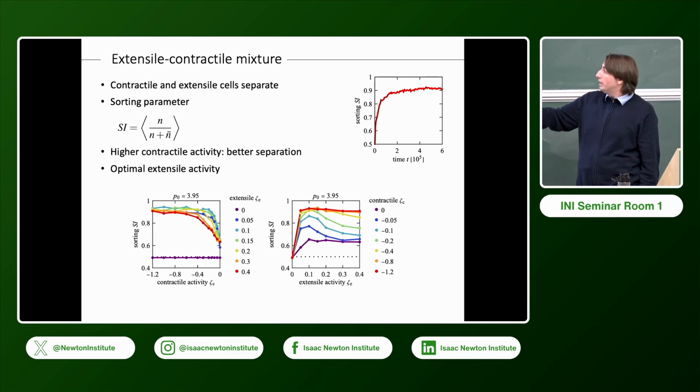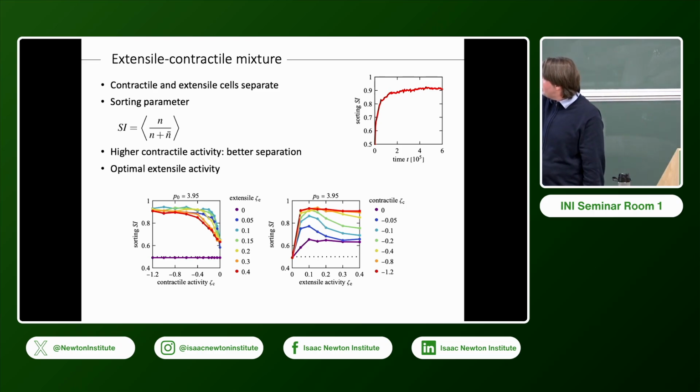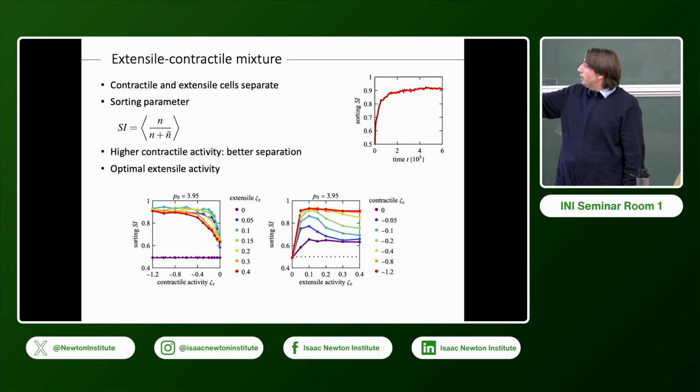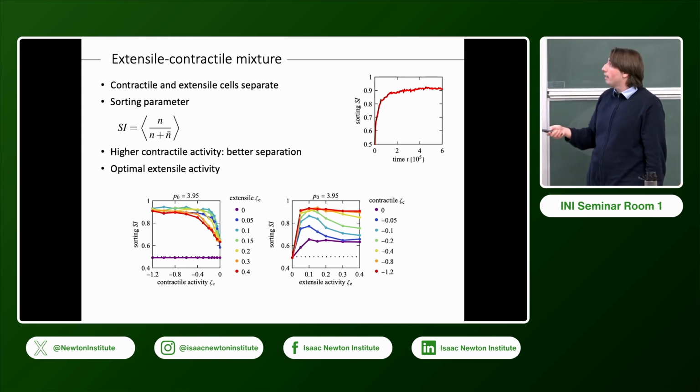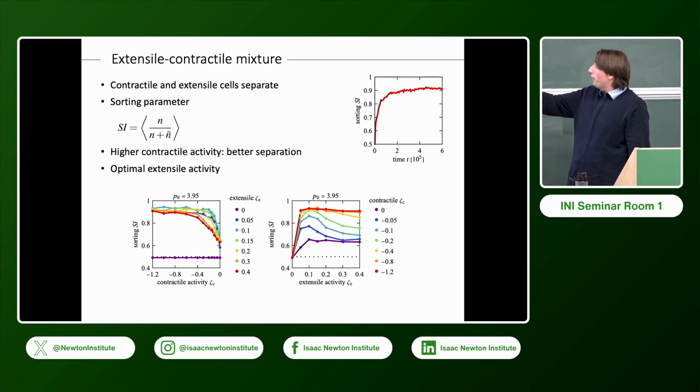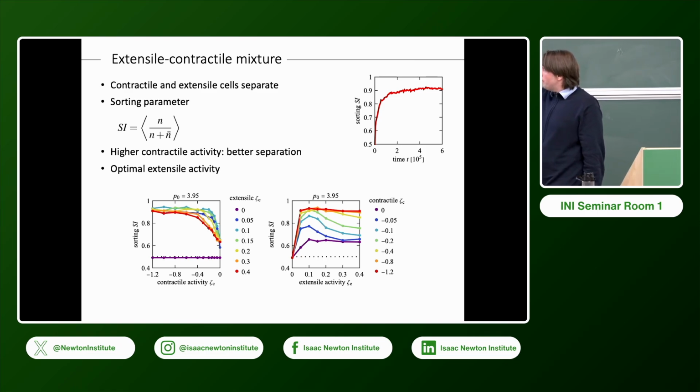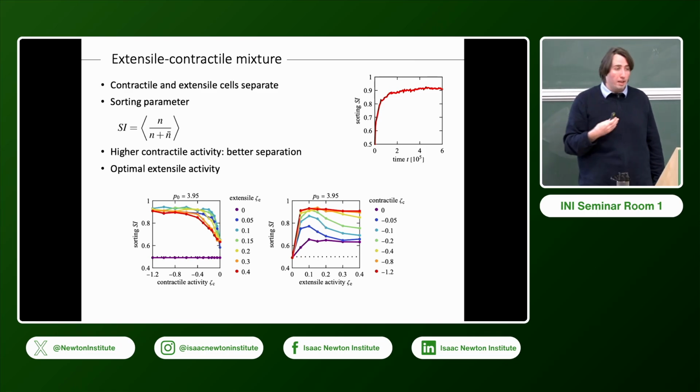Now, if we look at how the final sorting index depends on the extensile and the contractile activity, here we plot the contractile activity versus the sorting index for different extensile activities. It turns out that the dependence on contractile activity is monotonic. The more contractile it is, the better it phase separates. On the other hand, the dependence on extensile activity is non-monotonic. You need some extensile activity, or it's just not going to phase separate.